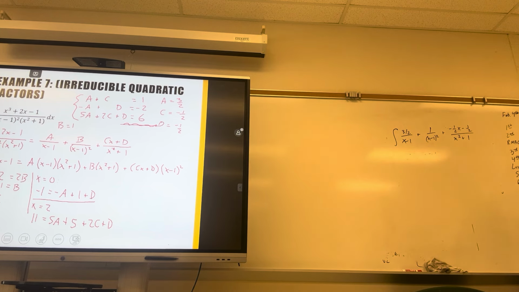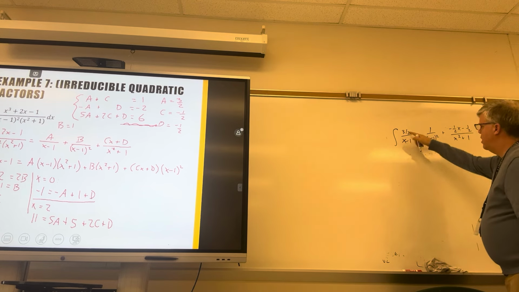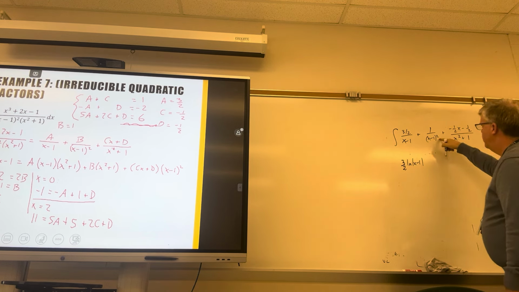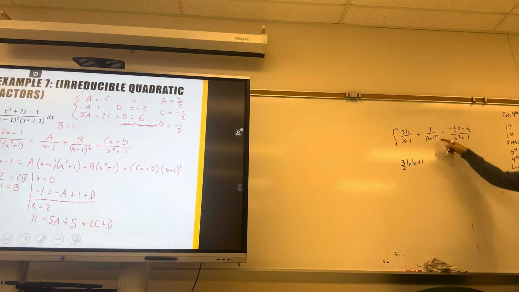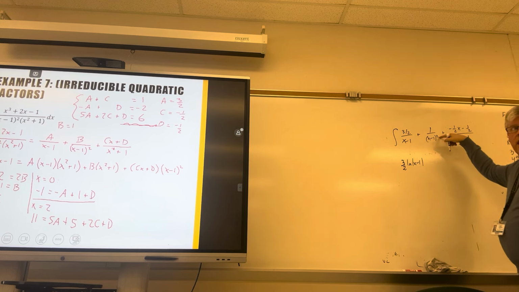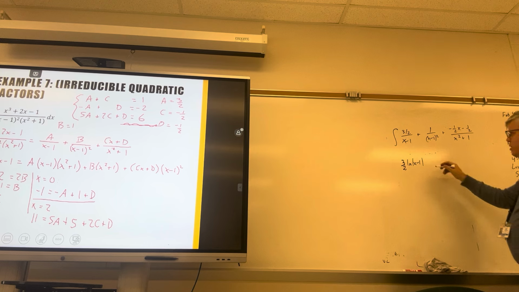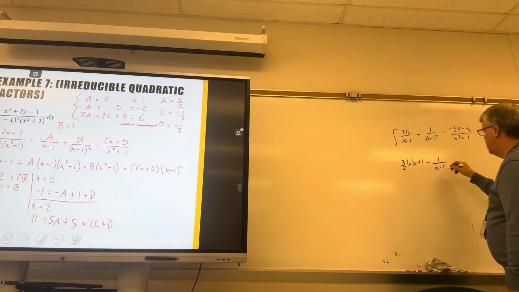Is that fine? So this one's easy, right? This is just 3 halves ln of x minus 1. This one doesn't use ln. This is like x minus 1 to the negative 2. So the antiderivative would be x minus 1 to the negative 1 over negative 1. That's minus 1 over x minus 1.